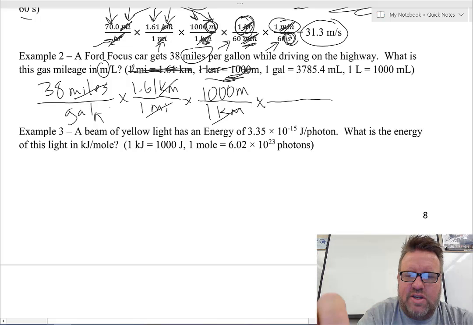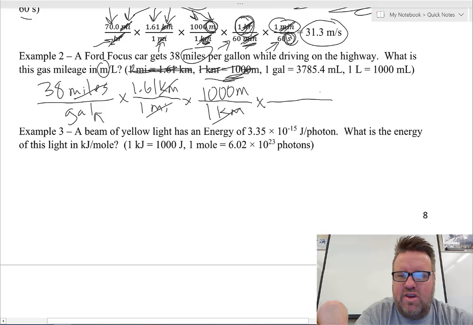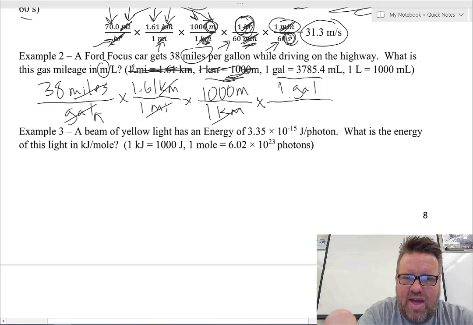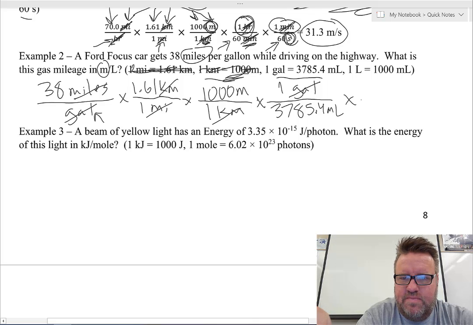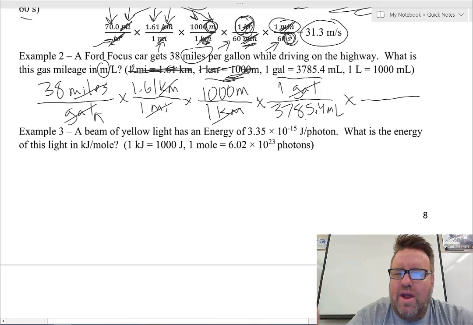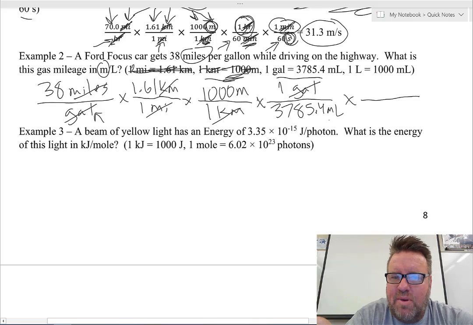Okay, now I'm going to focus on gallons. Gallons are on the top, so I'm going to use one of these conversions here to convert gallons to, in this case, milliliters. So 1 gallon, again, has to go on the bottom, so that gallon and that gallon will cancel, and that's 3,785.4 milliliters. And then my last step, I've got milliliters on the bottom, so I need to put milliliters on the top, so that conversion says 1,000 milliliters over 1 liter, milliliters cancel.